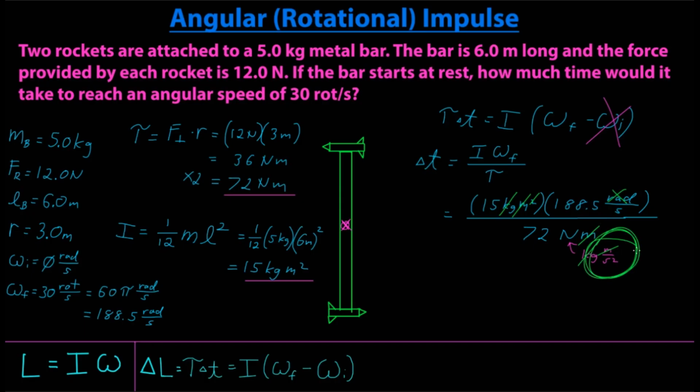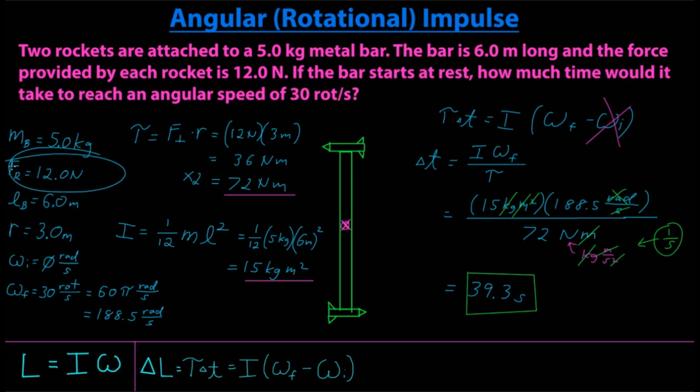This is now 1 over seconds squared, which flips because it is in the denominator. Then one of these seconds cancels. The only thing left is seconds here in the denominator. So now in the denominator, I have 1 over seconds, which is going to flip, and I get 39.3 seconds. This is how long it would take these two rockets at this distance and with this force to speed up this bar with an angular acceleration to a rotational velocity of 30 rotations per second.